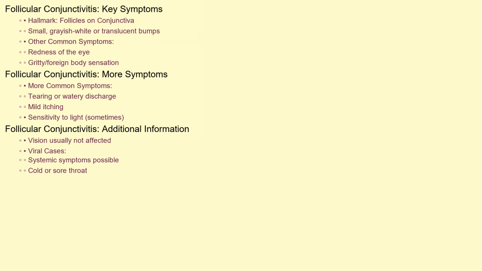The hallmark symptom of follicular conjunctivitis is, of course, the presence of follicles on the conjunctiva. These follicles typically appear as small, grayish, white or translucent bumps. Other common symptoms include redness of the eye, a gritty or foreign body sensation, tearing or watery discharge, mild itching, and sometimes sensitivity to light. Vision is usually not significantly affected. In cases caused by certain viruses, you might also experience systemic symptoms like a cold or sore throat.